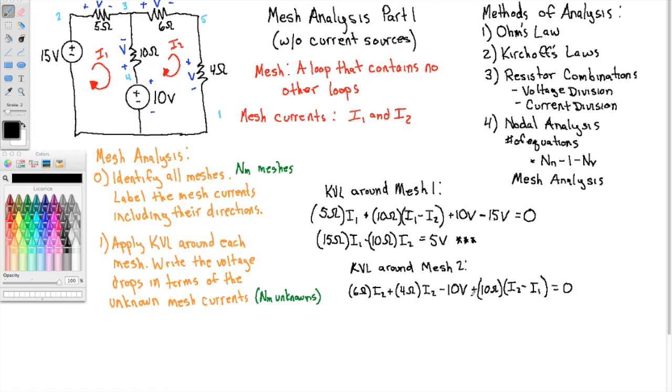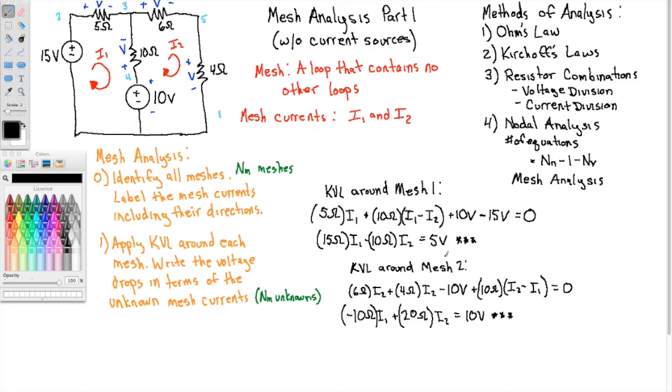Alright, so I've got some like terms here to combine. I've got just the 10 ohms times I1. So that's minus 10 ohms I1. And then I have a 6, a 4, and a 10. So that's 20 ohms I2. And I've got a minus 10 volts, so when I add it to the other side, that becomes positive 10 volts. And I've got it in the same form now as my first equation.